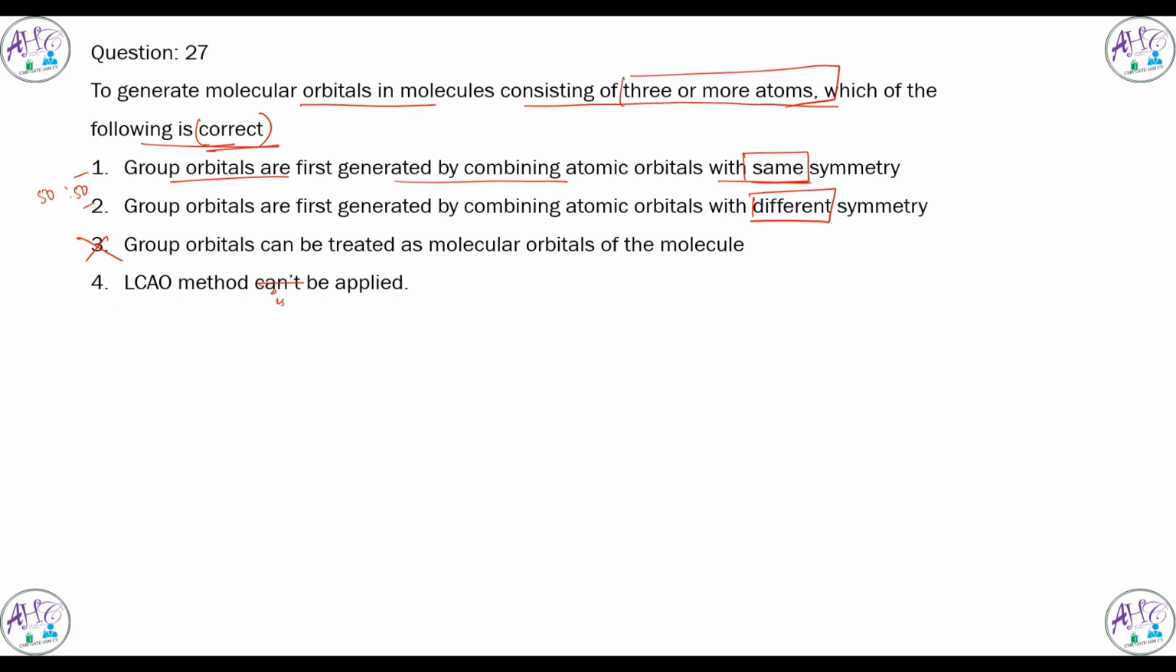So the fourth is also wrong. So let's come to the first two options. We know that according to Hund's rule, if you want to form any orbitals, or anything in general, first the atomic orbitals or electrons of the same symmetry should be filled. Then only you can change the symmetry of the orbitals. So from this we can say option 1 is the correct answer.